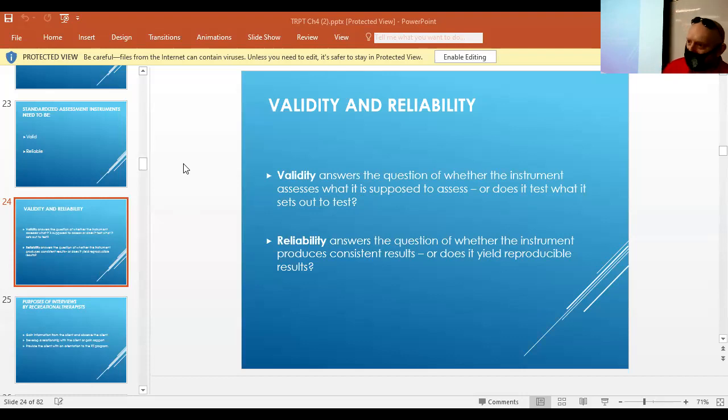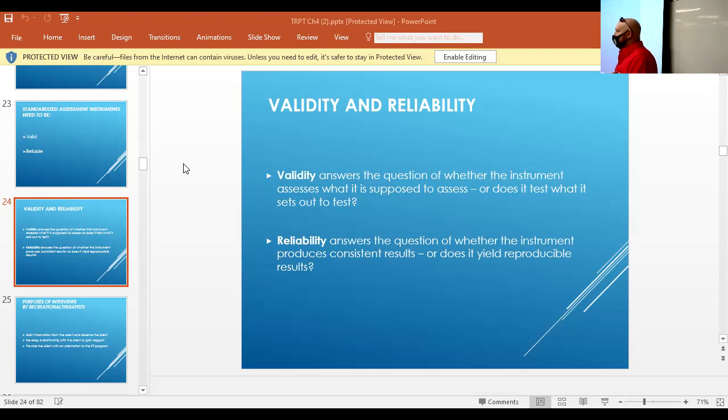That's important not just for this class, but for any class that you're going to take. When you are doing things, you need to have validity and reliability. Validity says whether or not the instrument assesses what it's supposed to assess. Is it actually valid as far as what it is measuring? That's all that is. Reliability answers the question of whether the instrument is going to produce consistent, reproducible results.